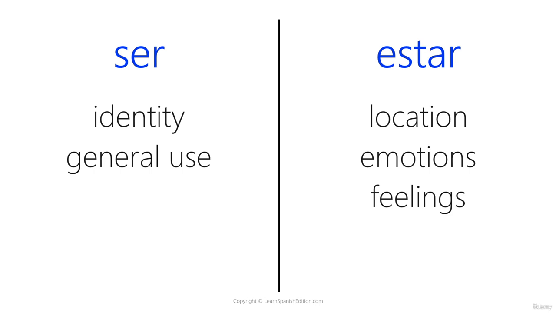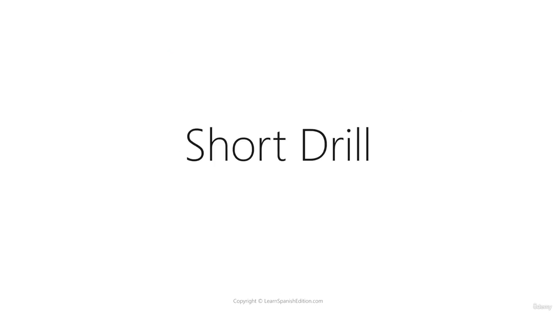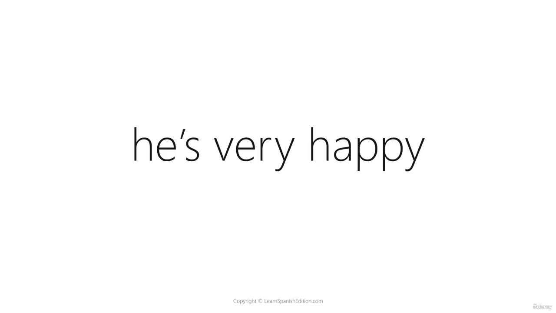So to recap, in Spanish we have two verbs for to be. We use ser when talking about identity and also general usage, things that are more permanent, whereas we'll use estar when talking about location, emotions, and feelings, things that are typically more temporary and can quite easily change. Let's finish up with a short drill where we'll mix and match both the angles that we covered. He's very happy.